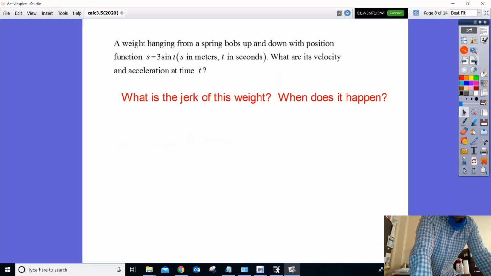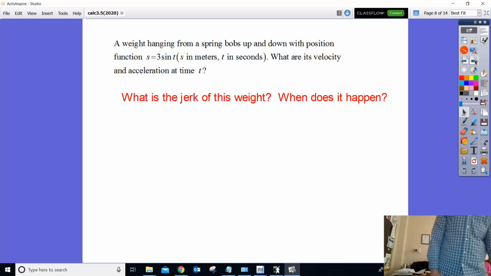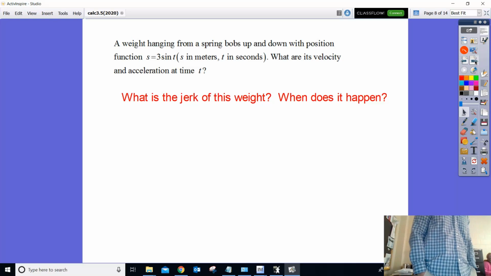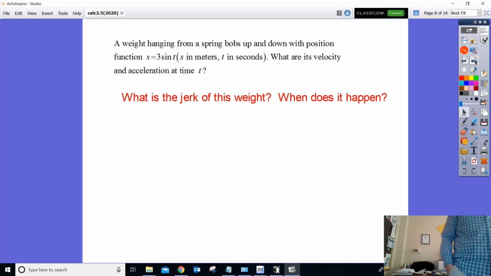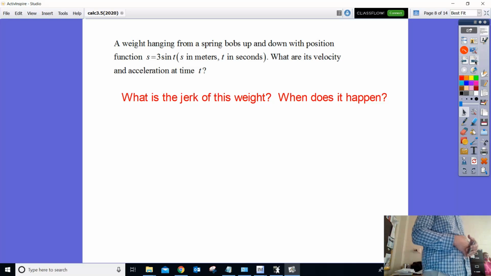All right, so we should be about right here. A weight hanging from a spring bobs up and down with position function s equals 3 sine t. What are its velocity and acceleration at time t? And the question here, we've already kind of done this, and the third question is what is a jerk? It's actually in your notes above where we did most of this problem.